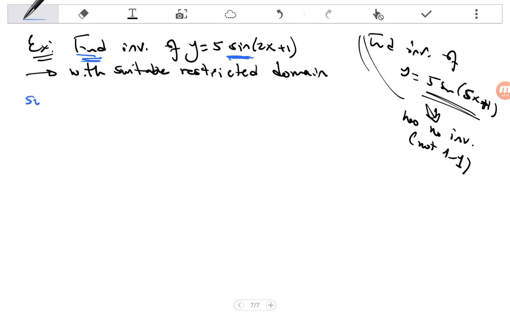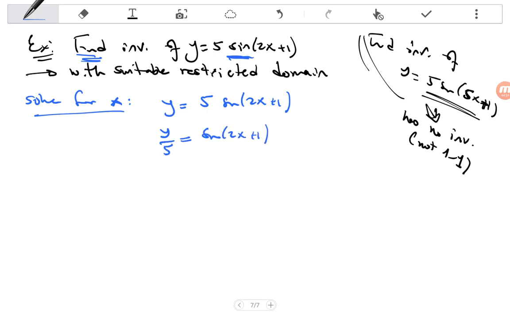Okay, so I just need now to solve for x. What is meant by solving for x? It means putting x by itself on one side and all the other variables on the other side. So I have now y equals 5 sine 2x plus 1. I need x to be alone on one side. So I'll first get rid of this 5: y over 5 equals sine 2x plus 1. Now I need to get rid of this sine.